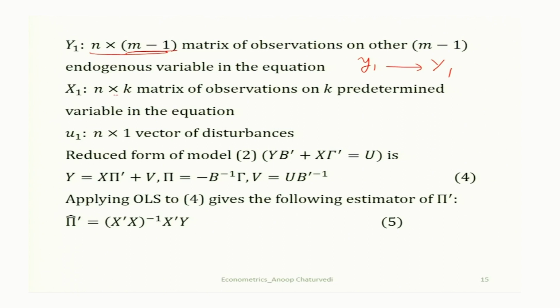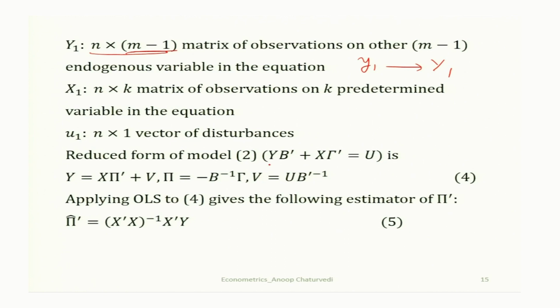X 1 is of order n cross k. So, this is the matrix of observations on k predetermined variables in the equation, and u 1 is an n cross 1 vector of disturbances.